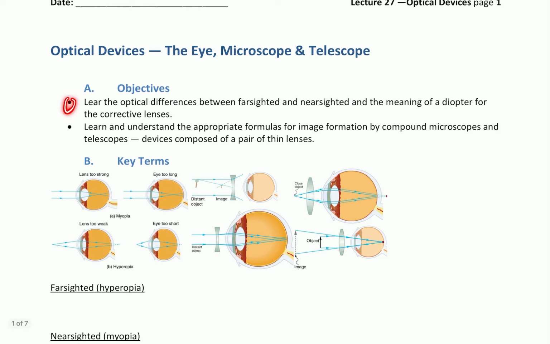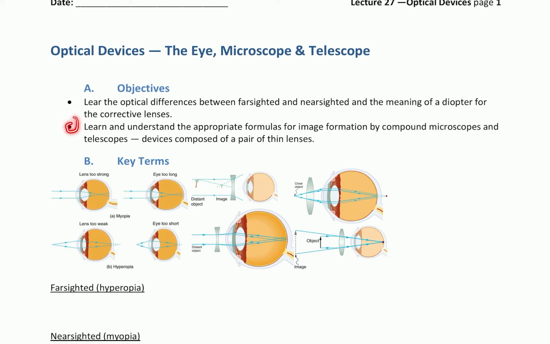What are my two objectives here? Well, we want to learn the optical differences between farsighted and nearsighted, these two types of eye ailments, and the meaning of a diopter for those corrective lenses. And we're talking here about reading glasses and contact lenses.